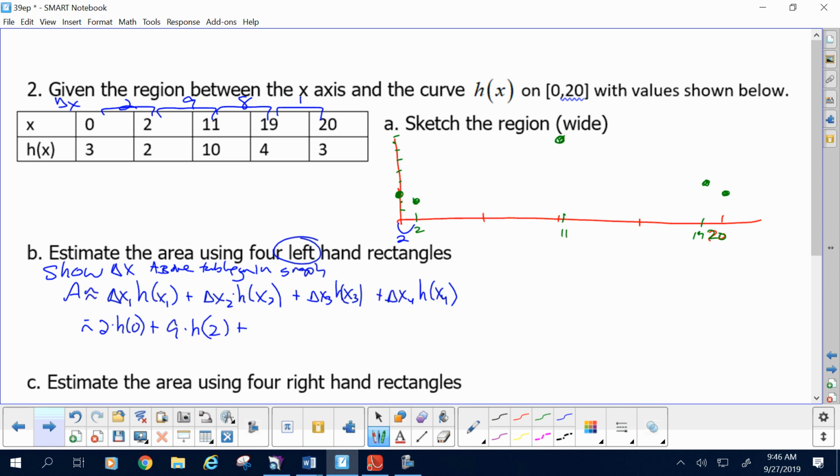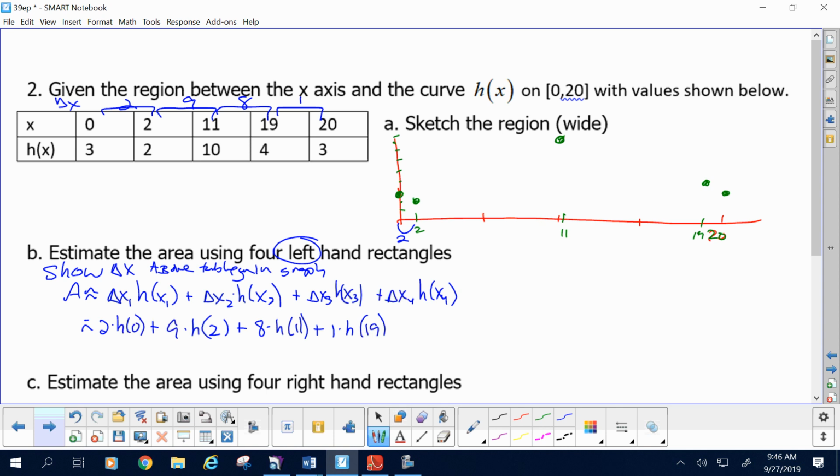All right, Alex, what's delta x3? 8, I agree. And Campbell, what height do I use for height 3? Do I use height at 11 or height at 19? 11, yes, the left-hand side. Emily, what's delta x4? 1. And the last is height at 19 or 20? 19. Do we ever use height 20 in this? Not for left hand. What would we use it for right hand?